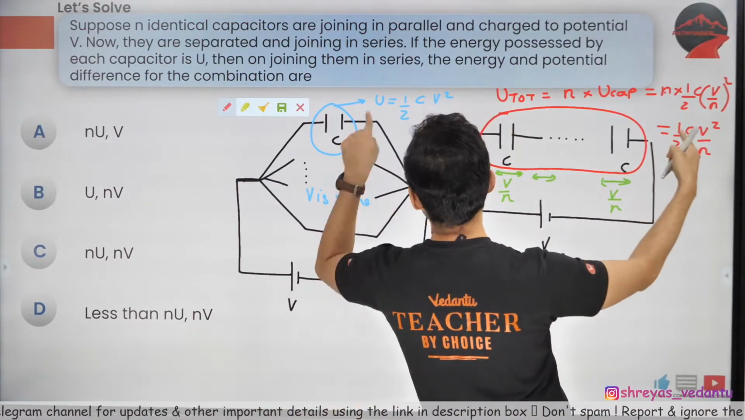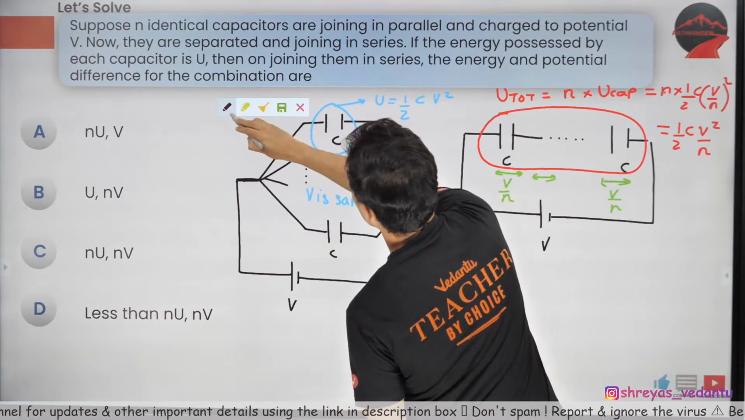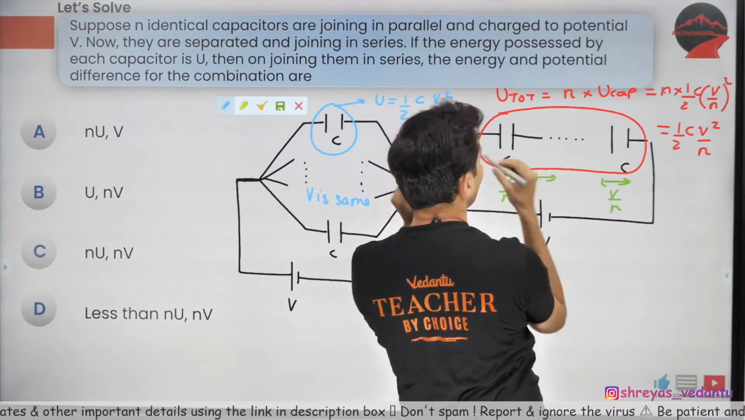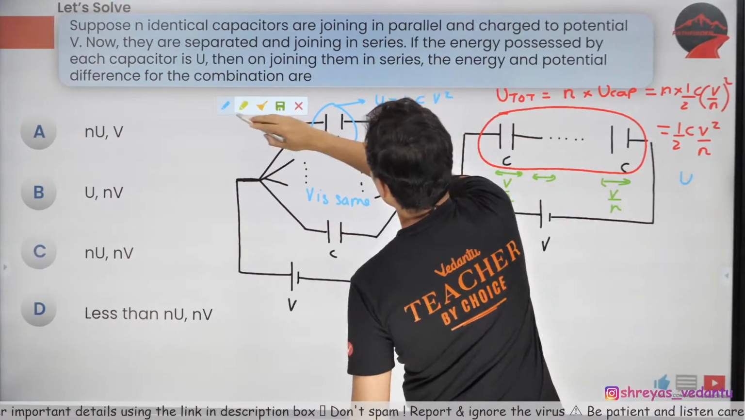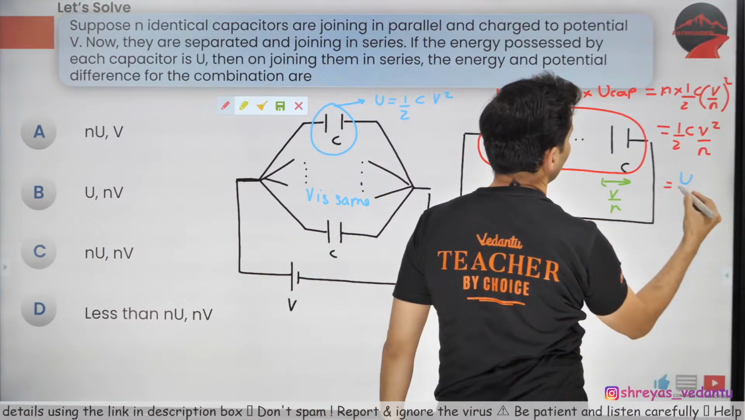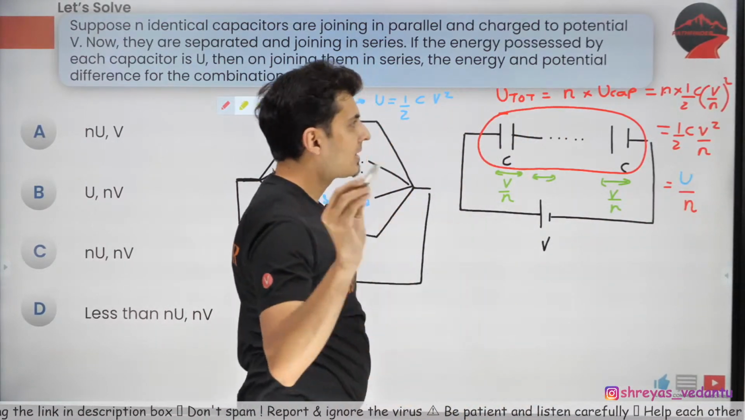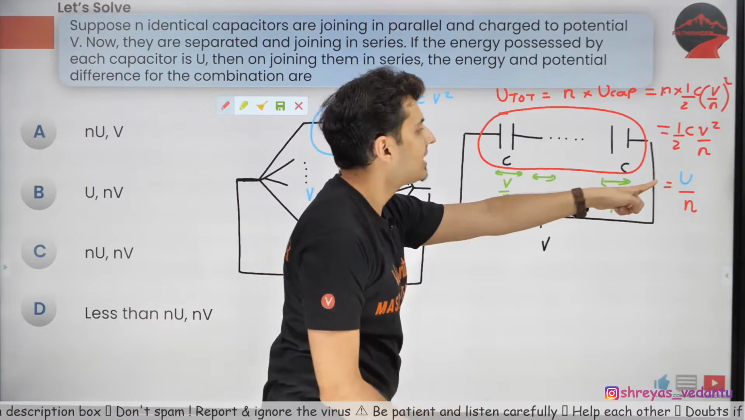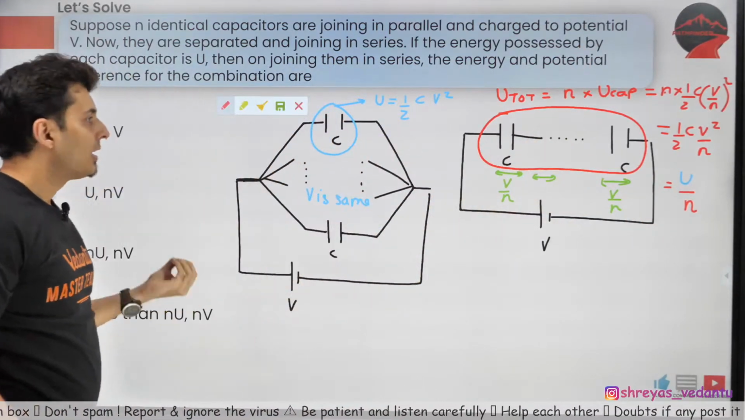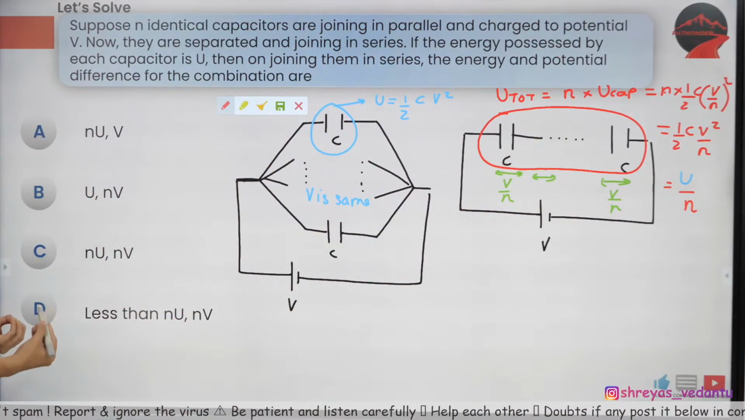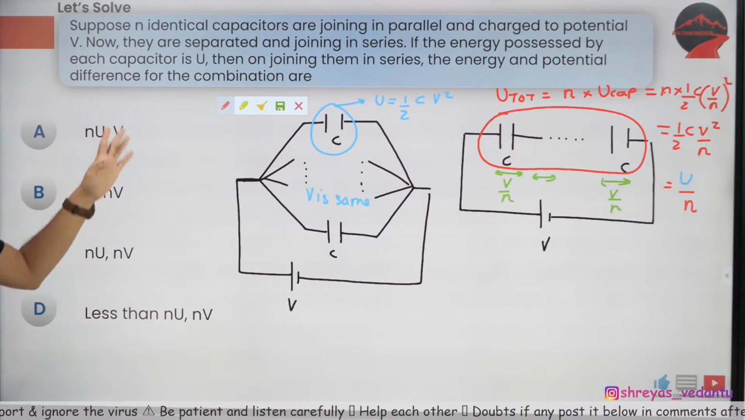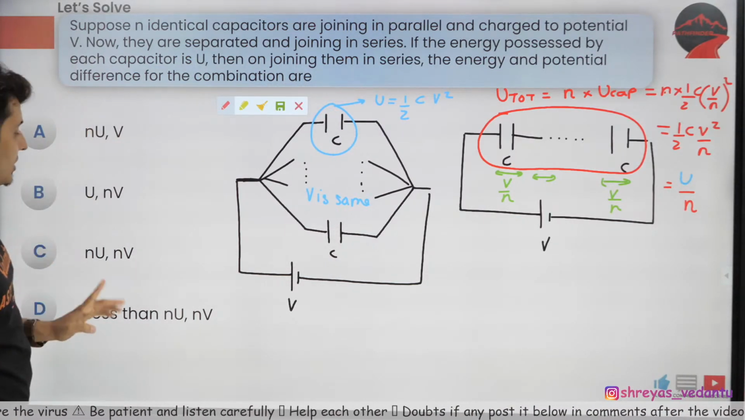But wait a minute. Half CV square is just U. Can you see that over here? Half CV square is U. So this is U, and it is U divided by N. That's it. So the total energy is U by N. Definitely it is less than Nu.